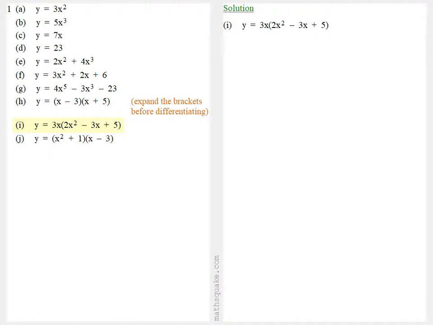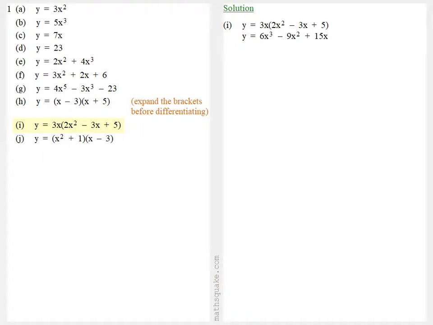Now in part I, again we've got a bracket, so we have to get rid of the brackets first. We have y equals 3x into 2x squared minus 3x plus 5. So expanding the brackets, you have y equals 6x cubed minus 9x squared plus 15x.